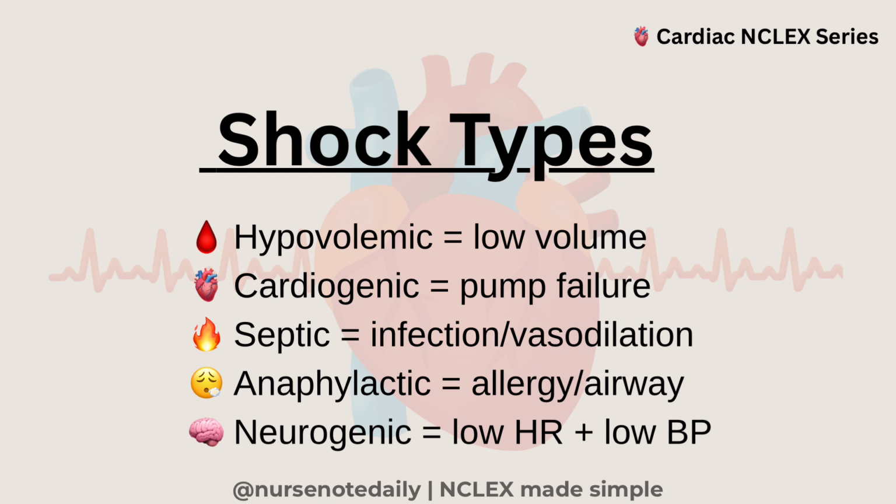The third is septic shock, which means infection. Early septic shock can look warm and flushed because of vasodilation. The fourth one is anaphylactic shock, which means allergy. Airway swelling and wheezing are big signs. The last one is neurogenic shock, which happens with spinal cord injury, and the key difference is low heart rate plus low blood pressure. NCLEX will give you symptoms and ask which shock type it is, or what priority intervention should be.